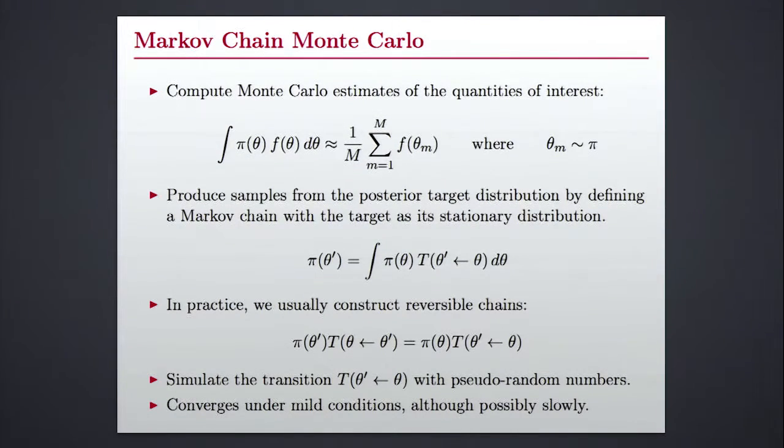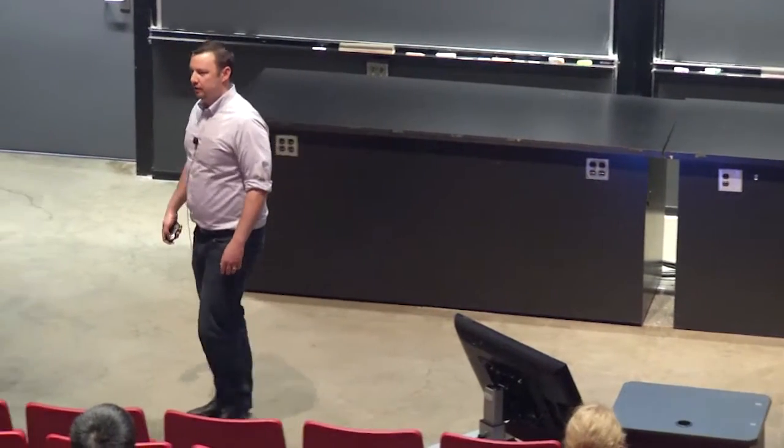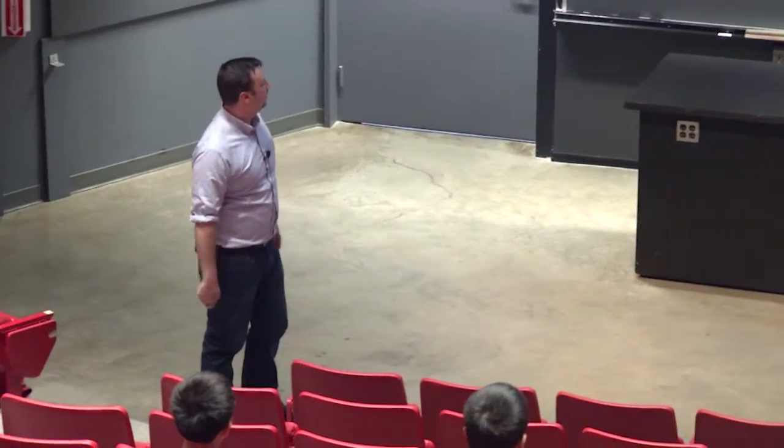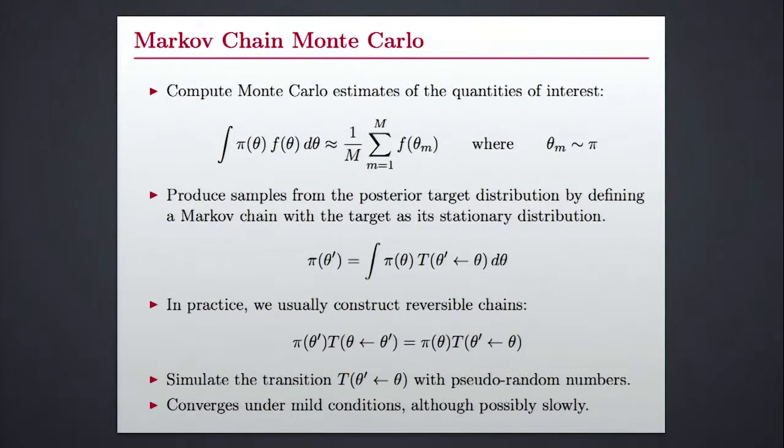So this is the stationarity condition for some transition operator T that we care about. Typically, we actually ask for a stronger condition, but one that's often easier to prove, which is that we want reversible chains that satisfy detailed balance, and so that looks like this.